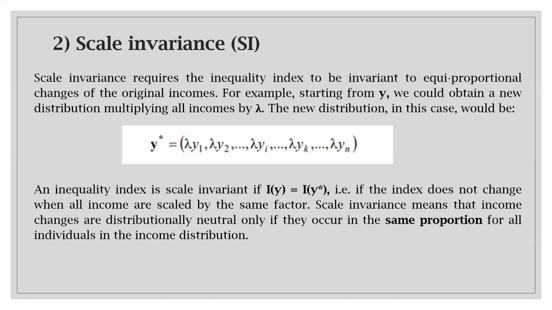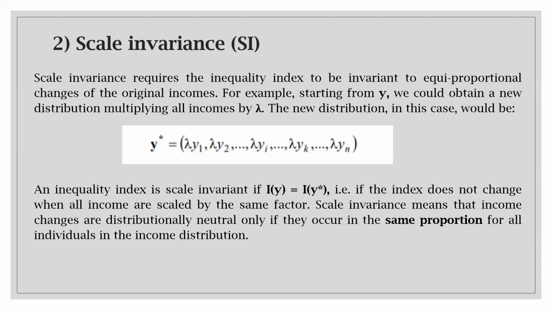And the next we have scale invariance. Scale invariance requires the inequality index to be invariant to equiproportional changes of the original income. For example, starting from Y, we could obtain a new distribution by multiplying all incomes by lambda. The new distribution in this case would be Y star equals lambda Y1, lambda Y2, lambda Yi, lambda Yk. So the change is that we multiply all the positions by lambda. So an inequality index is scale invariant, and in this condition the status of each individual remains the same. That means the inequality of income equals the inequality of the changed income, because lambda is applied to all the positions of the individuals.